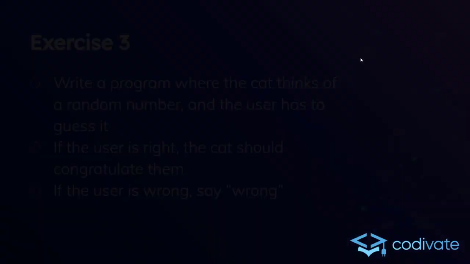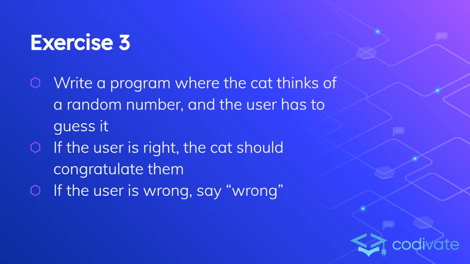All right. Next thing. We're going to write a program now where the cat thinks of a number. So a random number. The computer itself is making a number. If you look on Scratch, there is a block called random. It's one of the green blocks. It lets you get a random number between some number A and number B. You can pick those numbers.